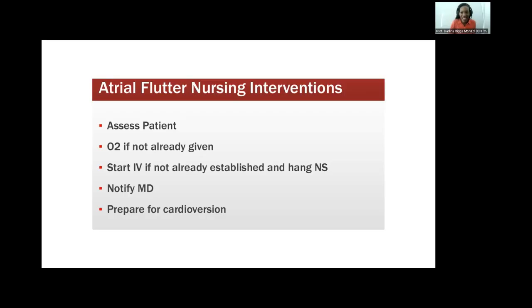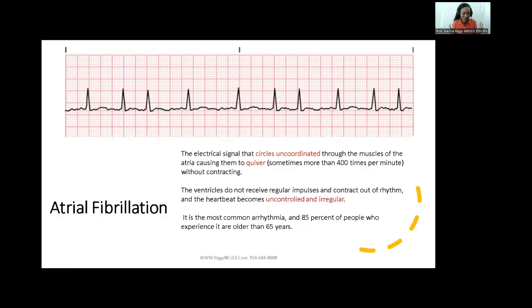Okay. Let's just cover one more atrial problem, and then we will have earned a break, a legal break, an approved break. Okay, so we just did atrial flutter. So now let's do atrial fibrillation.